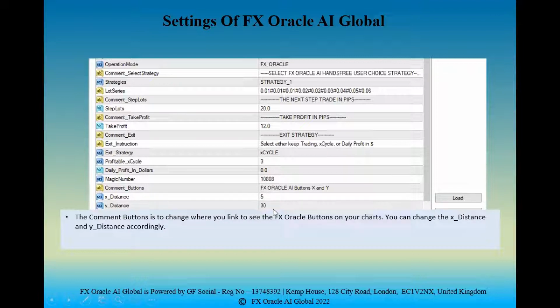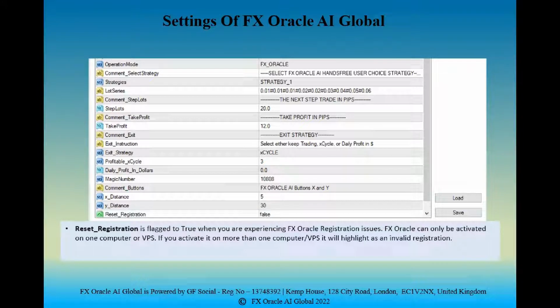This is basically showing where on the charts your buttons will be displayed. And then we also have a reset feature. For the reset feature, if you have used the FX Oracle bot on your computer and then you go to a VPS, it won't work because it's linked to a computer. You will have to then reset it. When you reset, it will remove the registration linked to that account, and then the EA will be removed. You can reinstall the EA or add the bot back on the chart and it will work again.